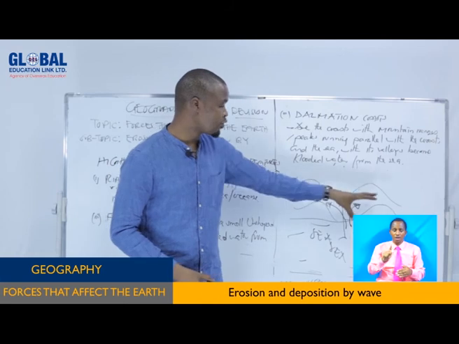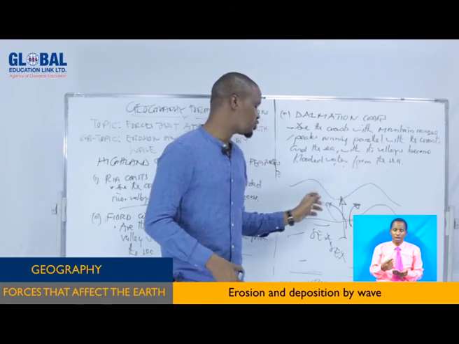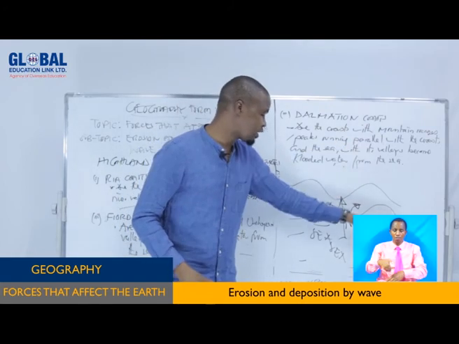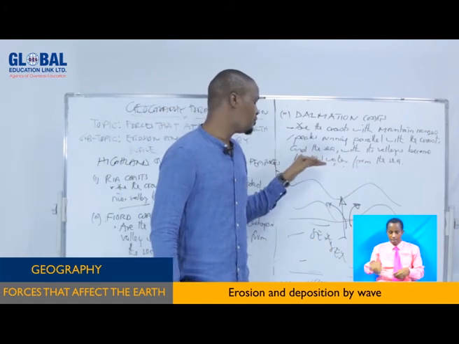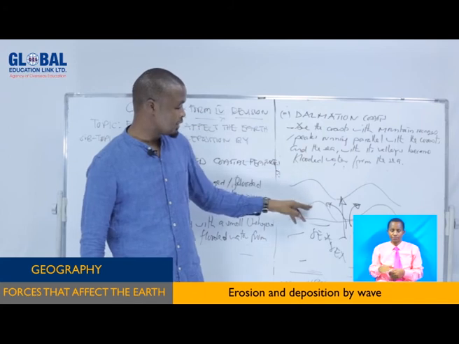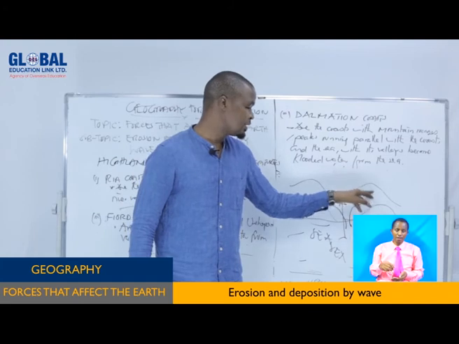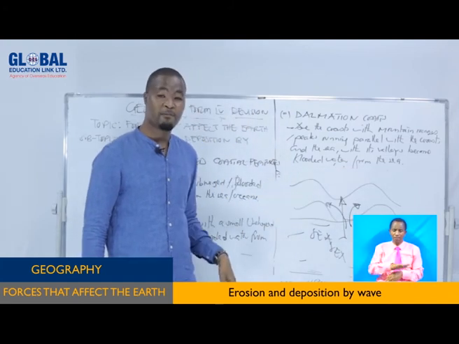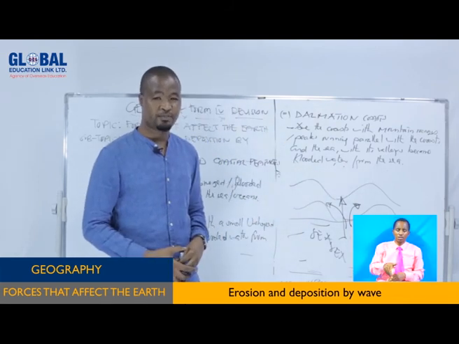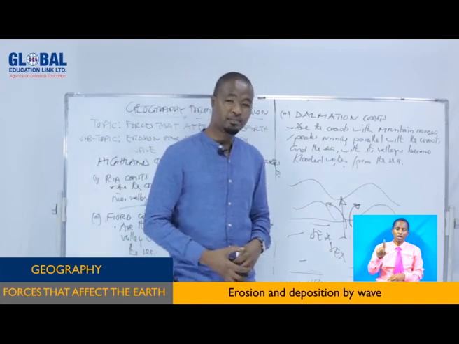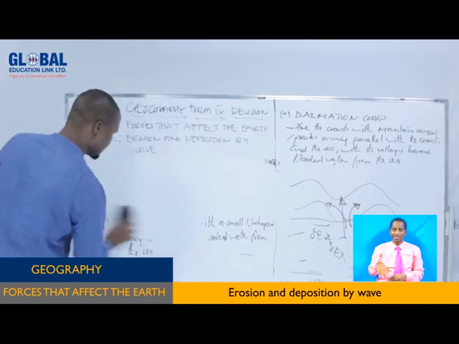So this is what caused the Dalmatian coast. That's why I have written the coast with mountain peaks running parallel with the coast and the sea, where the valley becomes flooded with water from the sea. So if there is a flooded valley, automatically it will leave the peak of the mountain, seen as an island. So the island, as you can see, is what we call the Dalmatian coast. Are you with me?